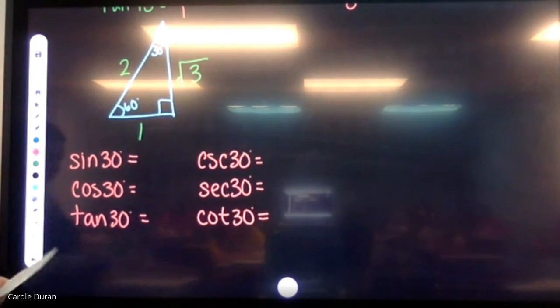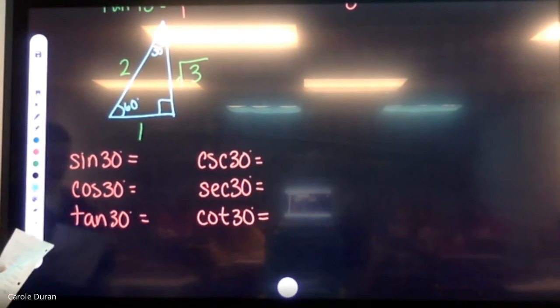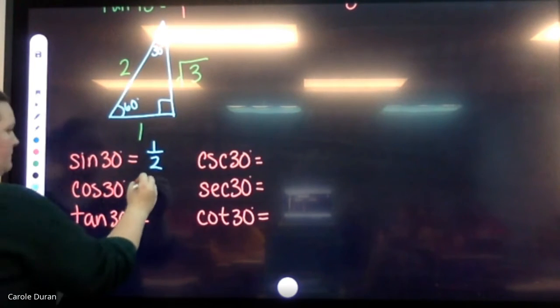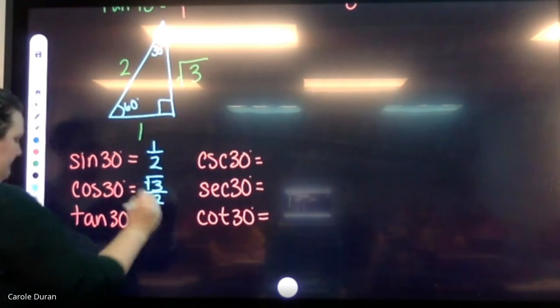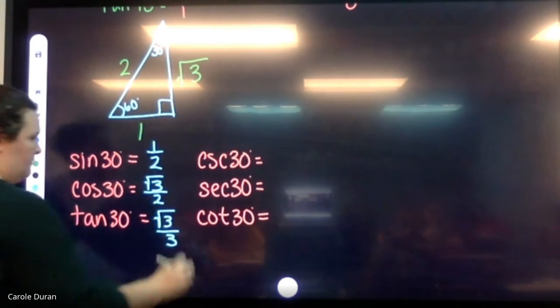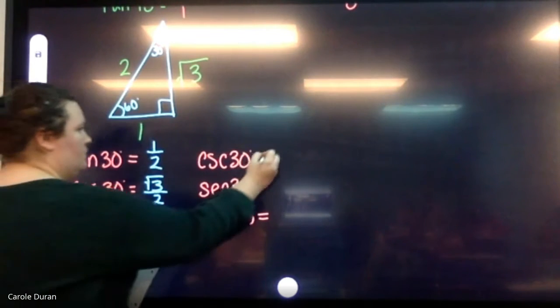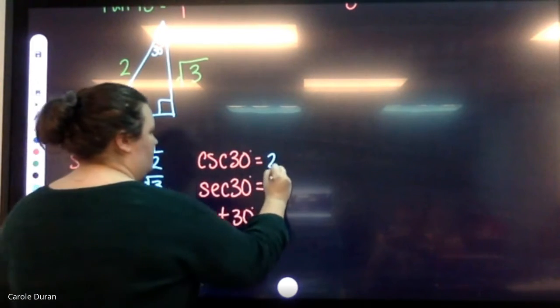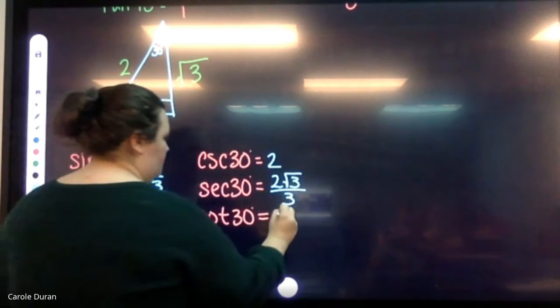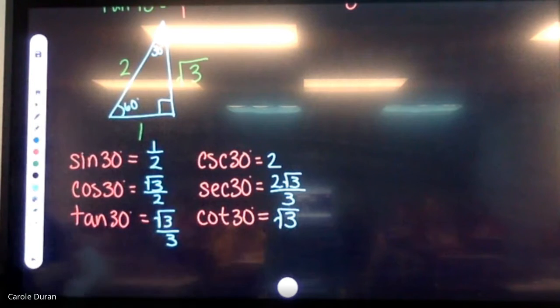Gabe, go ahead and give me all of these trig functions in terms of the 30-degree angle. Sine is 1/2. Cosine is square root of 3 over 2. Tangent is square root of 3 over 3. Cosecant is 2. Secant is 2 square root of 3 over 3. Cotangent is square root of 3. Good. Anybody get anything different for those 6 trig functions?